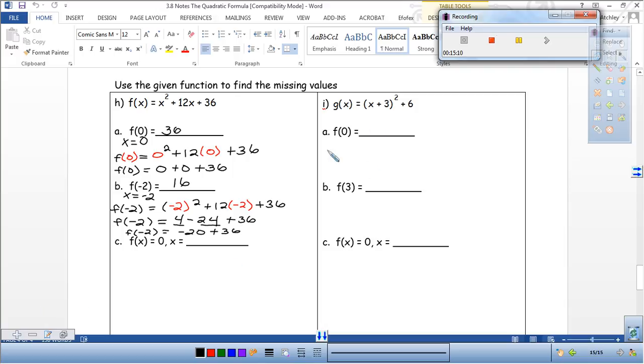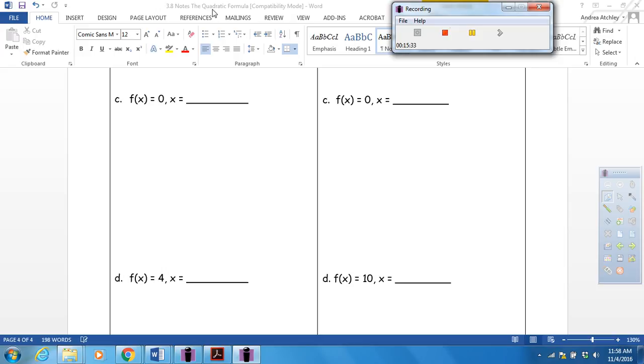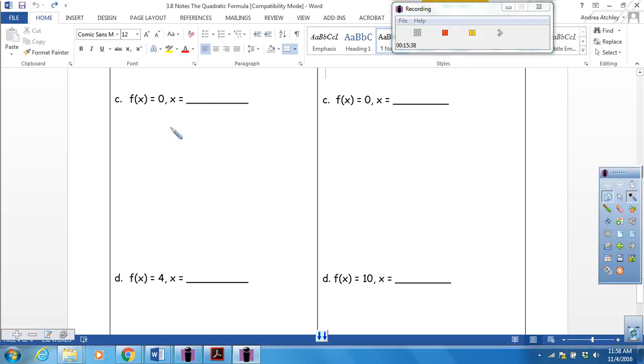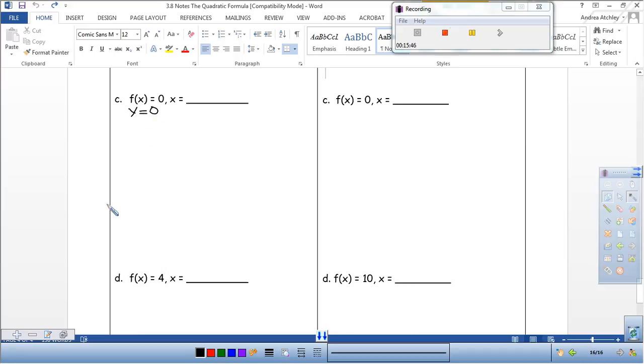I want you guys to do these two now for I. Just do A and B for I. Okay, so now this one is asking us to find f of x equals 0. So we are given the y value, y equals 0, and they want us to find the x. So we plug it into our equation. We have 0 equals x squared plus 12x plus 36.